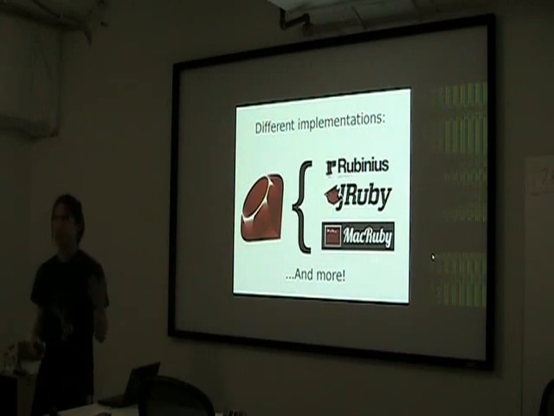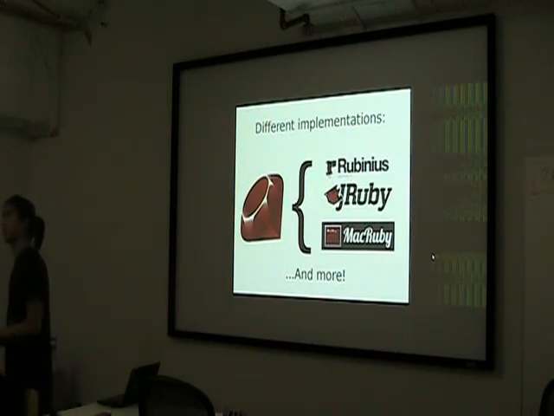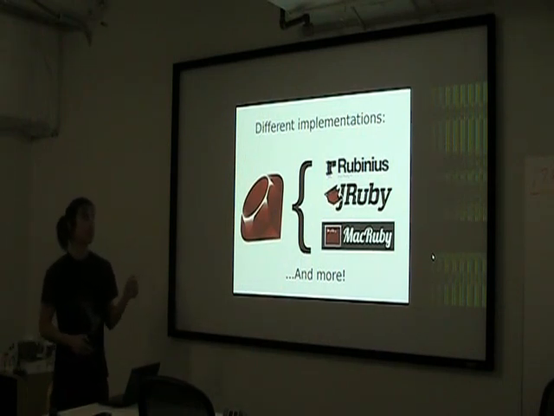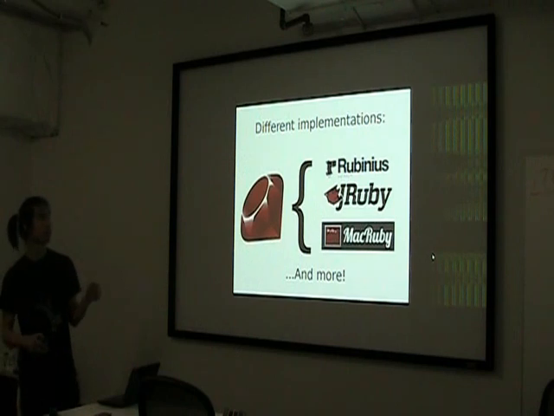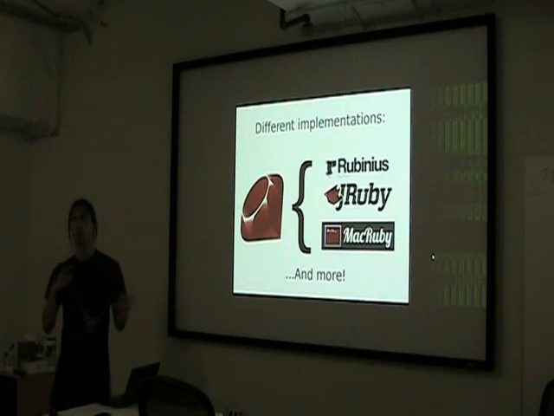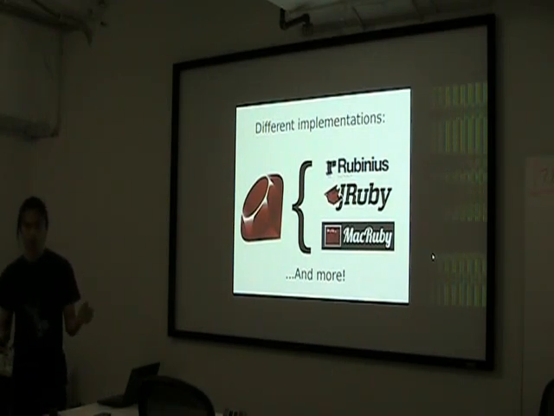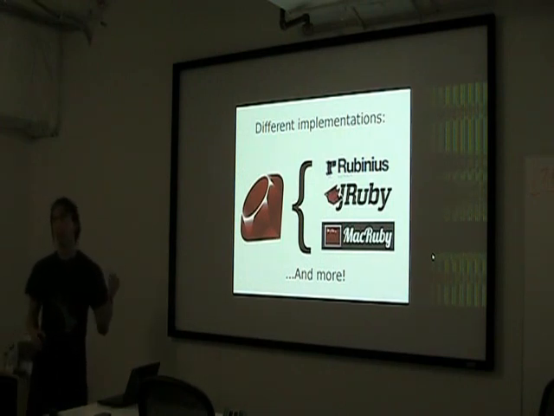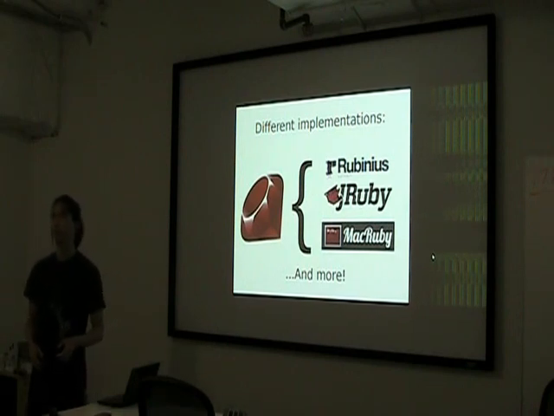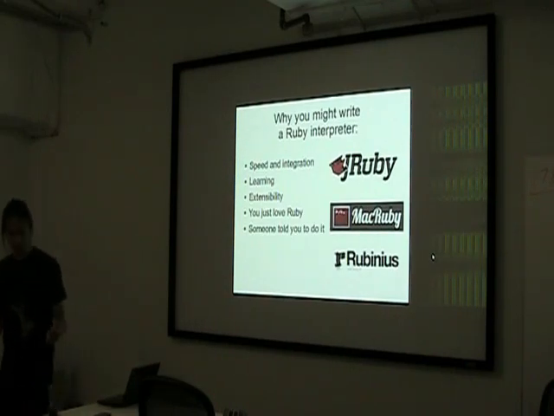Now there are lots and lots of different implementations, lots of different interpreters, a few of them being Rubinius, which is written in Ruby, if you'll believe it, JRuby, which is written in Java, and MacRuby, which is written in Cocoa and Objective-C. And there are lots more. There's Ruby.NET, IronRuby, they seem to pop up every time somebody discovers that they want to write in a different language.